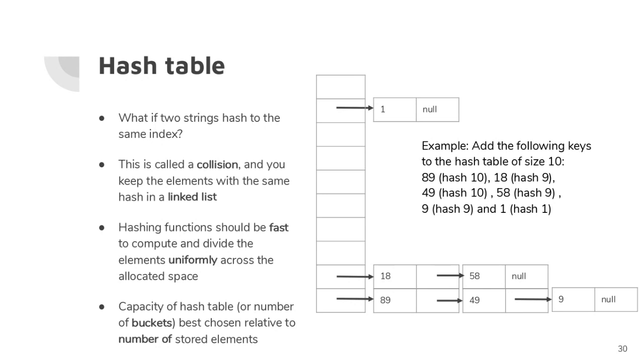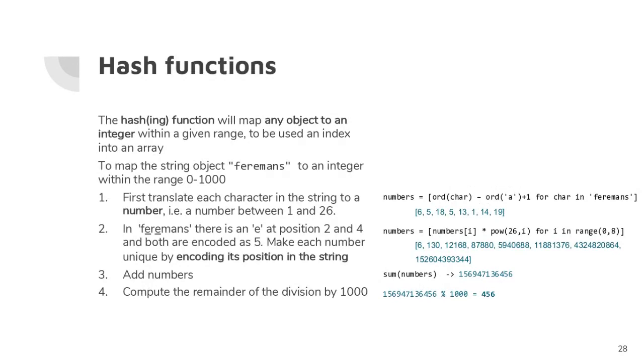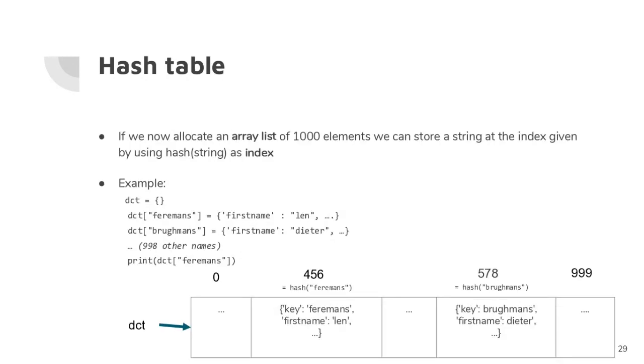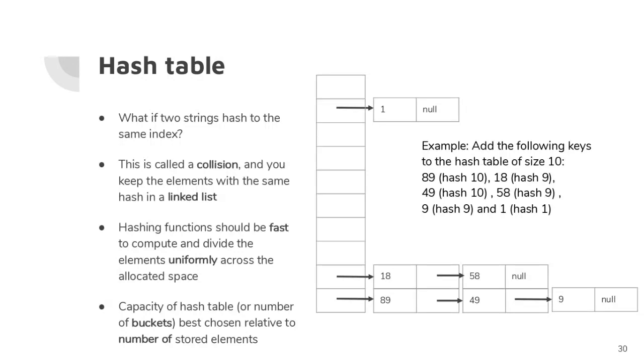So a hash function should be fast to compute and divide elements uniformly across the allocated space. That's why I designed this function. It's to make sure that every string gets a more or less unique ID, which is spread uniformly over the range, so between 0 and 1,000. So that's important. And also the capacity of the hash table is important. Usually the number of buckets in your hash table is chosen relative to the number of elements you're going to store. So if you're going to store 1,000 elements, you will also want an array with about 1,000 elements.